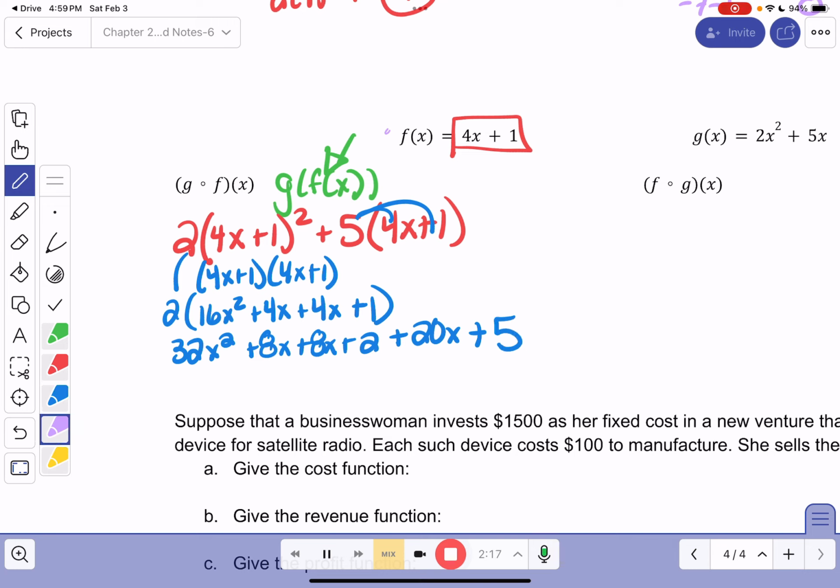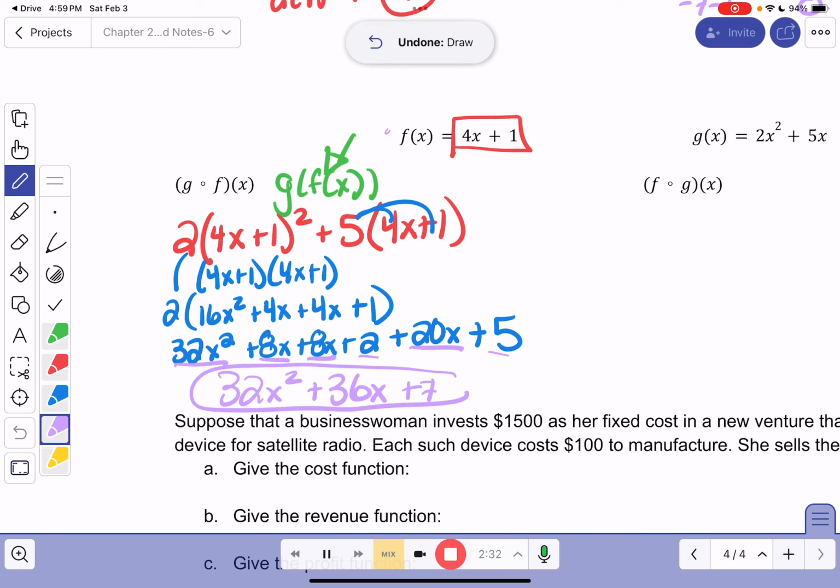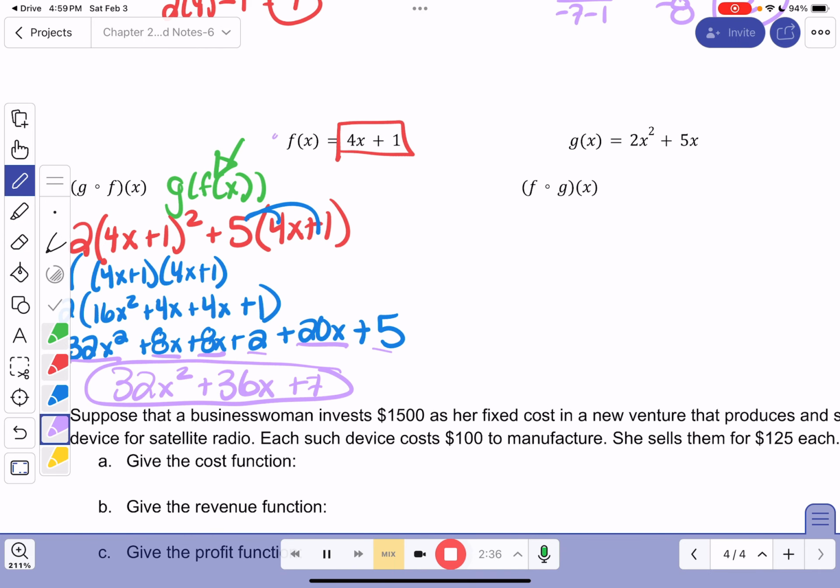Then we combine like terms. So we have 32x squared. 8 and 8 is 16, plus 20 is 36x, and then 2 plus 5 is 10. Sorry, 2 plus 5 is 7, not 10. So that is what we get if we do g circle f. You try f circle g and see how you do.